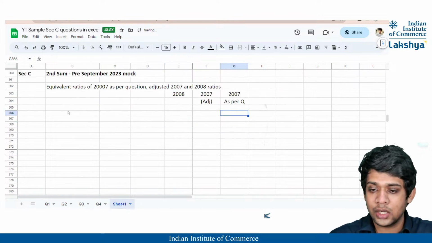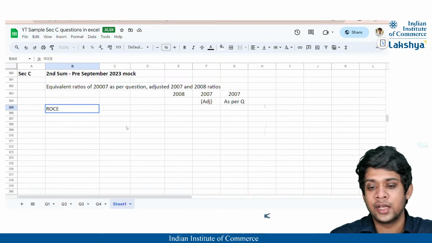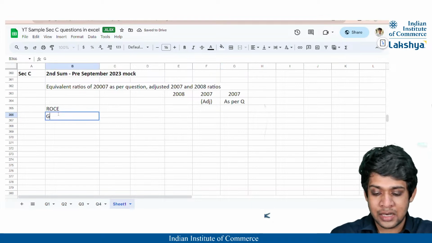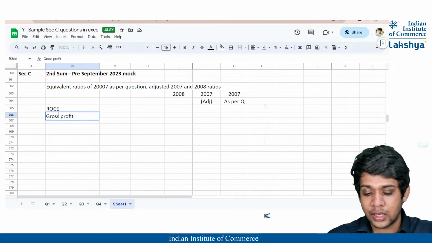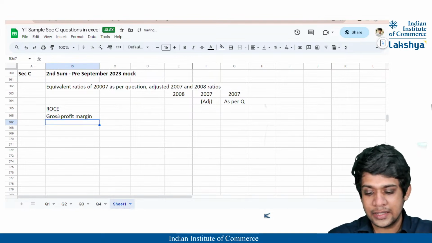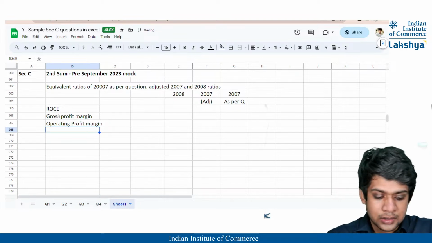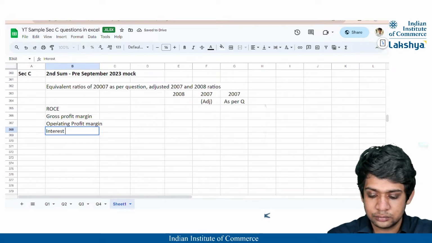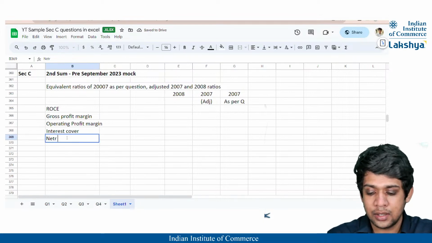Okay guys, now here firstly we have the return on capital employed, right? And as per question, whatever are the ratios mentioned, we'll quickly mention that first. So gross profit margin, right? Then there was operating profit margin. Then what else is there, guys? Interest cover was there. And lastly, our net assets turnover, right?